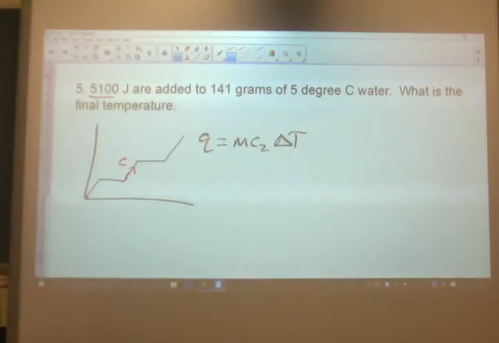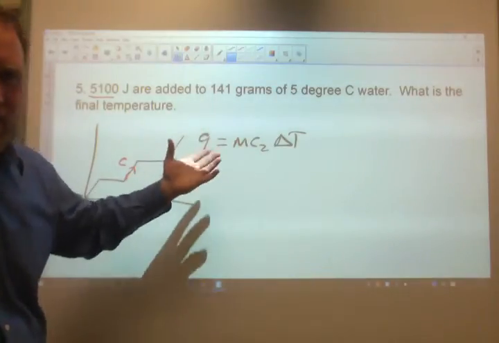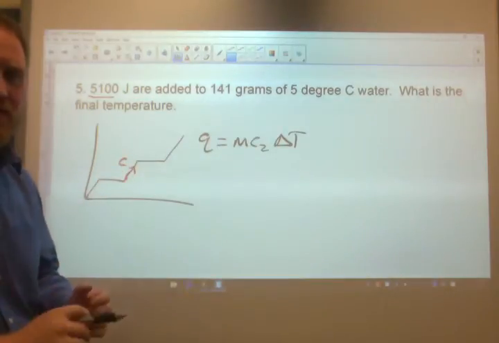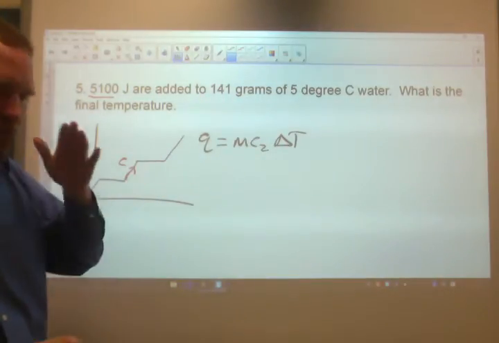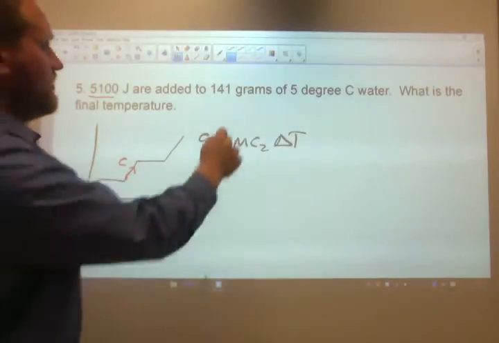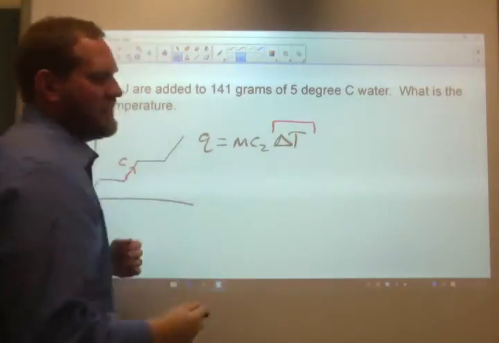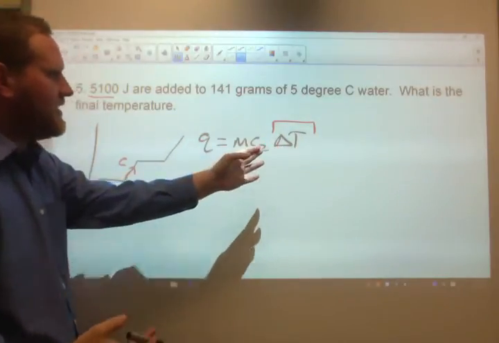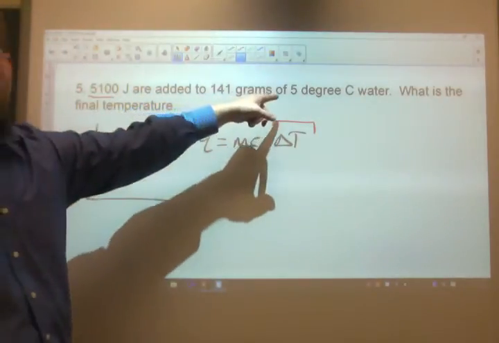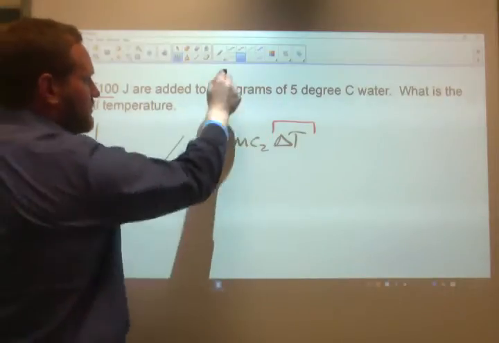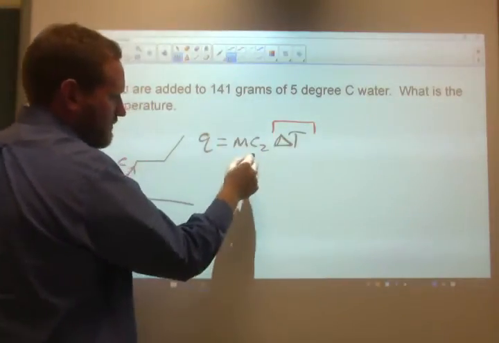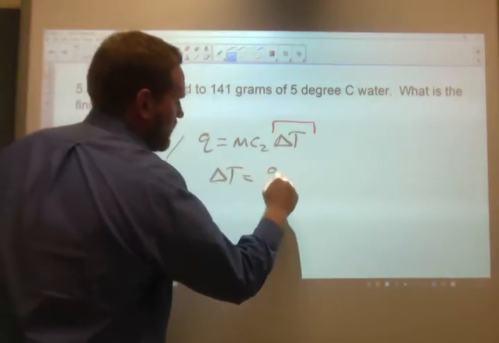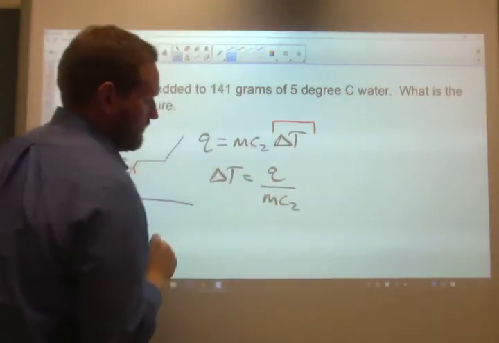The problem says, what's the final temperature? Well, I don't really have a final temperature in here. Technically you could call delta T final minus T initial, but I think that confuses it more. What I prefer to do is this. Let's just solve for delta T as a symbol, and then once we get delta T, we can just add it to my 5 degrees Celsius. So let's rearrange this and solve for delta T. I'm going to divide both sides by this stuff, so I'm going to get delta T equals Q over mc2.